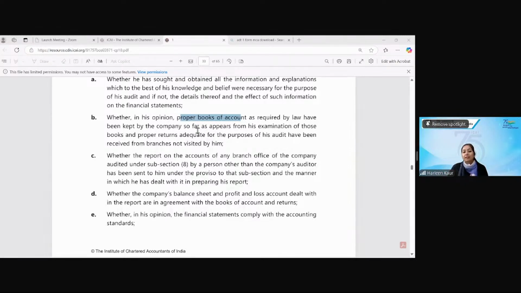All these accounts have been kept by the company properly, and proper returns adequate for the purpose of audit have been received from the branches not visited. Now, what is the line of this?